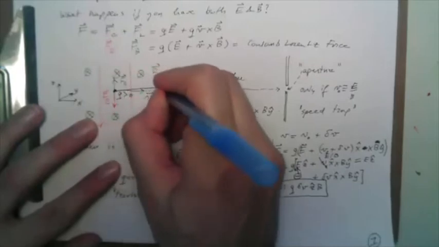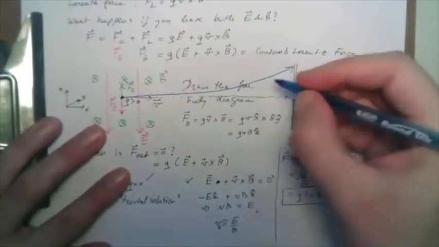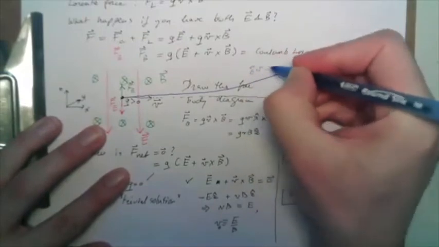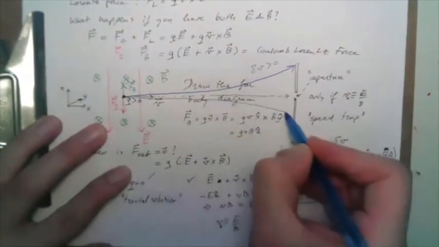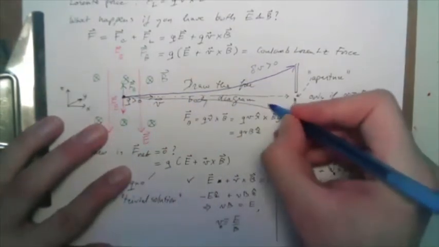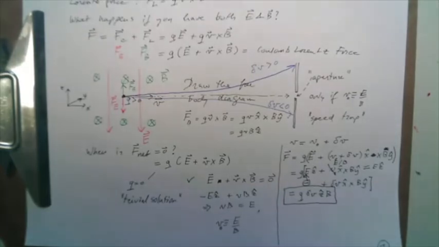It makes this kind of path. So this is if delta V is greater than 0, and it goes in the opposite direction where delta V is smaller than 0.